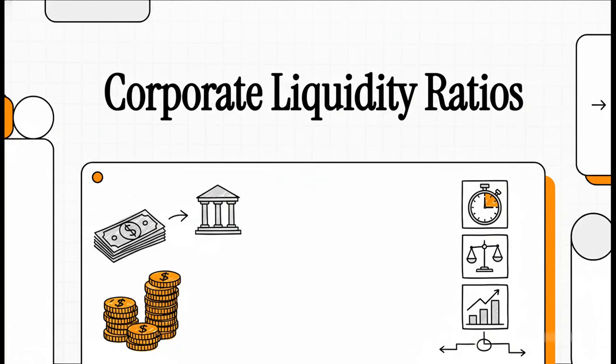Have you ever wondered how investors can tell if a company is really on solid financial ground or maybe heading for trouble? Well, a huge part of the answer lies in one key concept: liquidity. In this explainer, we're going to break down the three essential ratios that give us a really clear picture of a company's short-term financial health.